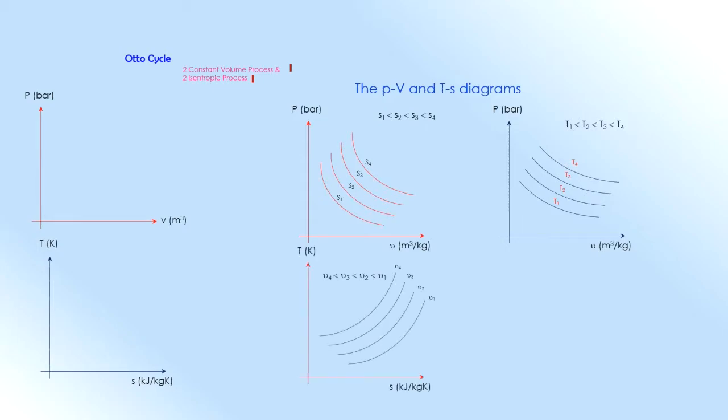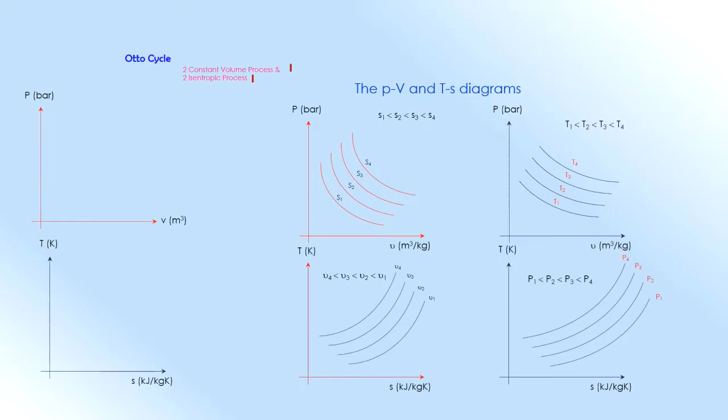Then the next thing is the TS diagram. V4 is less than V1, so volume is inverse. The higher the curve, the lower the volume. So you can say V1 is greater than V2, is greater than V3, is greater than V4. V4 is the lowest, V1 is the highest. Then the pressure line is slightly different. The highest pressure is P4 and the lowest pressure is P1. So you can say P4 is greater than P1.